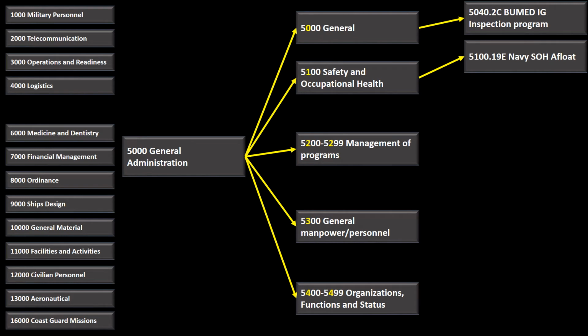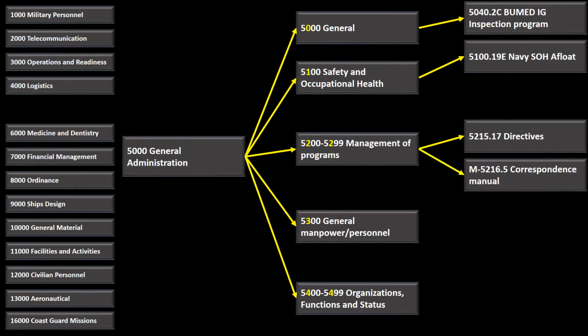So the instructions that we have that are going to fall under the 5200 on this bibliography are going to be our 5215.17 directives. We're going to have the SecNav manual 5216.5, our correspondence manual, and then moving on to our 5300s here, we've got deceased affairs, right, 5360.1.